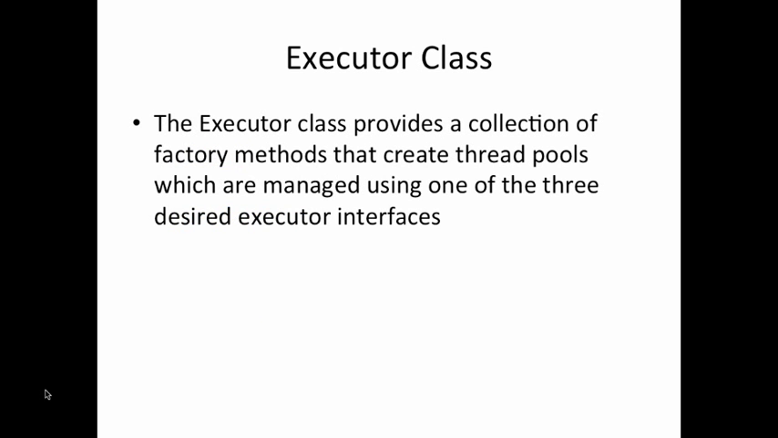Let's first talk about the executor class, which provides a collection of factory methods, and it creates the thread pools that get managed by one of the three executor interfaces. We will show you an example of the factory methods in a moment. For the time being, just know that there's a variety of factory methods that allow you to allocate fixed size thread pools, and adjustable size thread pools, that allow the virtual machine to take advantage of the number of multi-cores that it's running on. That makes your code more portable.